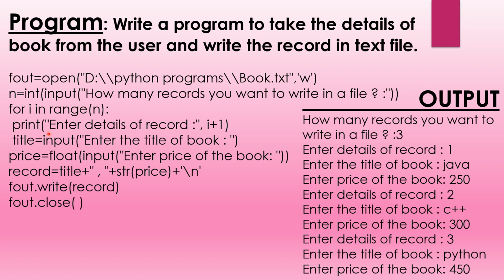Now here is print, enter details of the record. Initially i does not have any value, so it will be 0, so it will be 0 plus 1. You can see in the output, enter details of record 1. This is basically the first record. So here is the title. Title will store the title of the book. Enter the title of the book. This will be entered by the user.